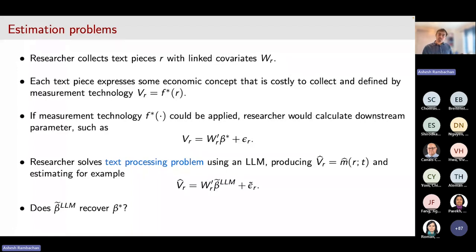And so the core question for the use of large language models in estimation problems will be of the form: does beta tilde LLM, the coefficient that is produced by this workflow involving large language model labels, recover the underlying regression coefficient that we'd be interested in?